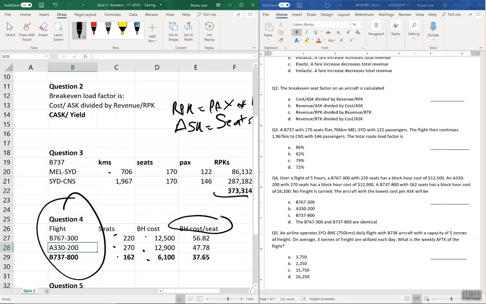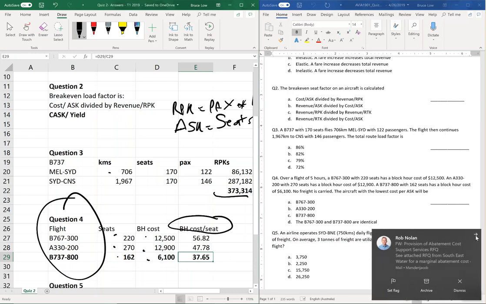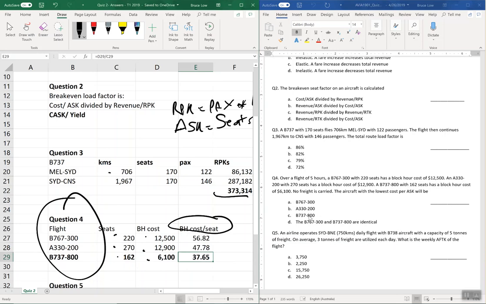And to get your block hour cost per seat, we simply take your total block hour cost and divide it by the number of seats. So we've got the block hour cost for each aircraft type, we've got the seats for each aircraft type, we divide block hour cost by seats, and the one with the lowest block hour cost per seat is the Boeing 737-800, which comes out at $37.65 per seat. So your answer is C, which is 737-800.